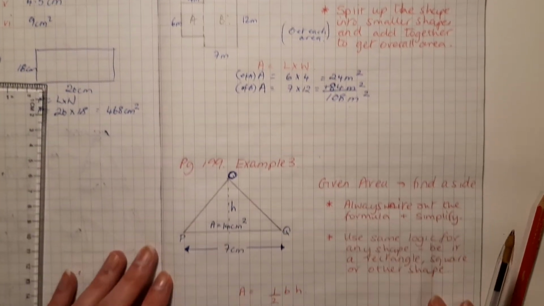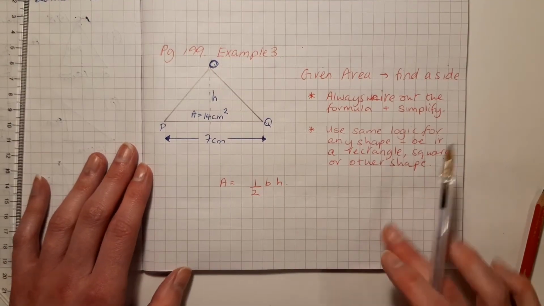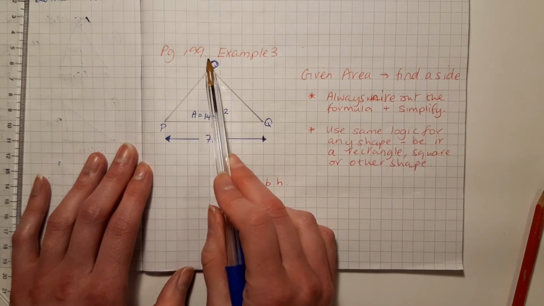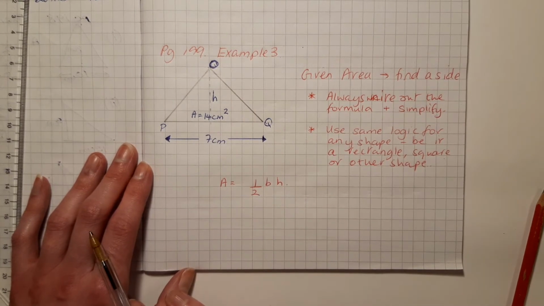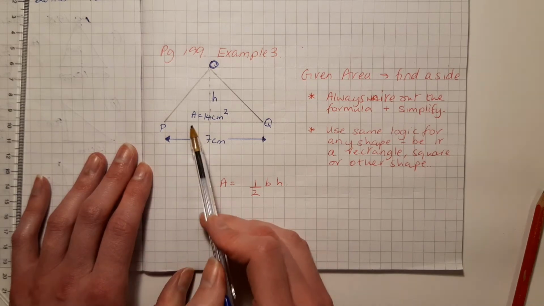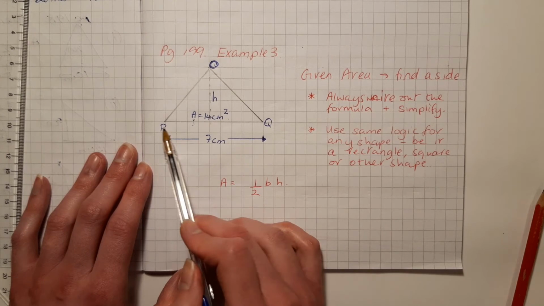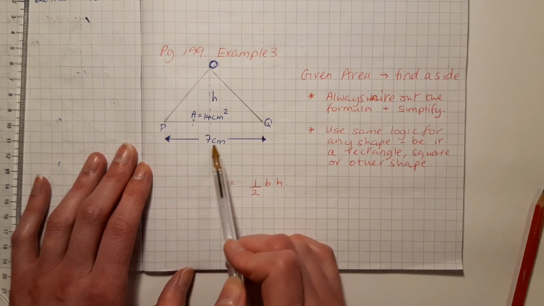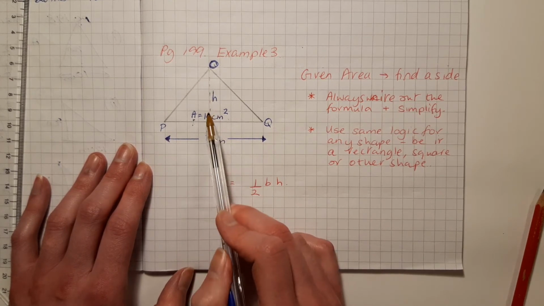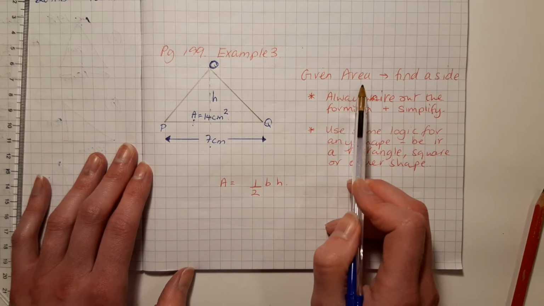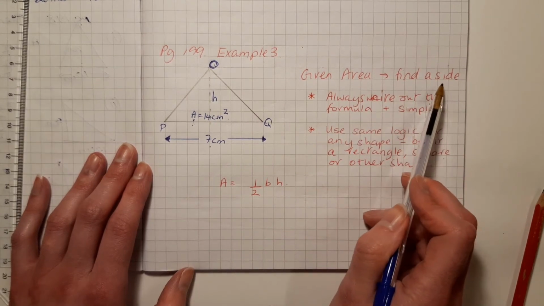In example 3, you have been given the area, you've been given a triangle. This is on page 199 and it's example 3. You've been given a triangle POQ and you are told that the area in this question is 14 centimeters squared. You were told that the base is 7 centimeters and you don't know what the height is. So in this question, you're given an area and you're asked to find the side.